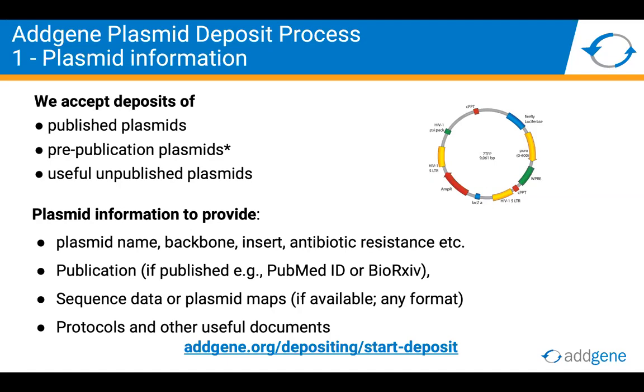The publication number, so if it's published, you can provide the PubMed ID or the bioRxiv DOI link. Any sequence data or plasmid maps are always helpful. Any format will do. You can even send us a basic FASTA format file. And of course, if you have any protocols or other useful documents that we can add to those plasmid pages, that's always helpful.